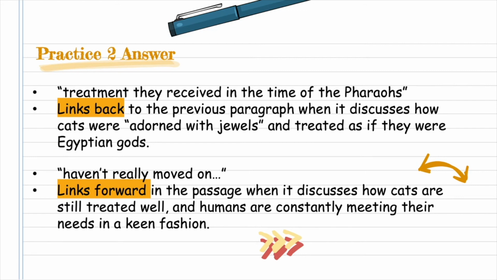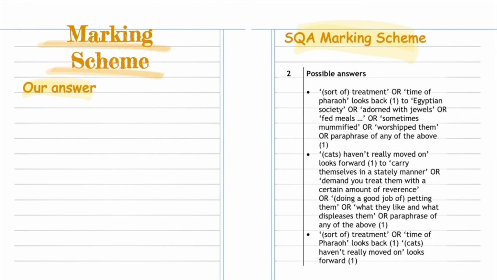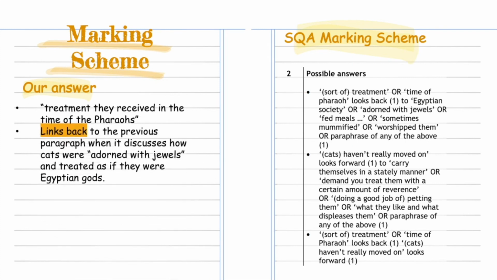Now we're going to have a wee look at the SQA marking scheme yet again. So the SQA marking scheme again is on the right hand side, and we're going to have a look at our own answers on the left hand side. So our first two bullet points are the treatment they received in the time of the pharaohs. So I look into the marking scheme to see that it is the first bullet point there. So I've indicated that with an arrow. Then I need to see if it's paraphrased. So I say that it links back to the previous passage when it discusses how they were adorned with jewels. I paraphrase, so I'm happy that I received the mark.